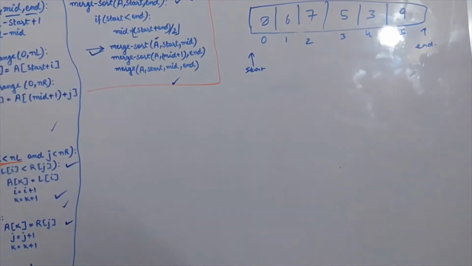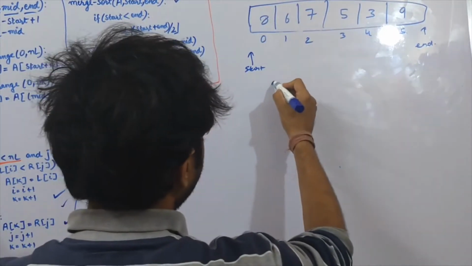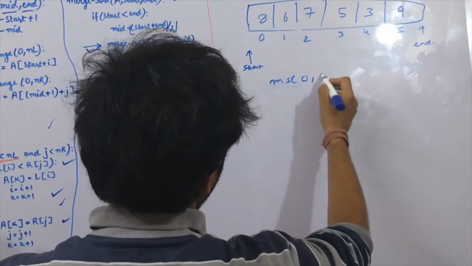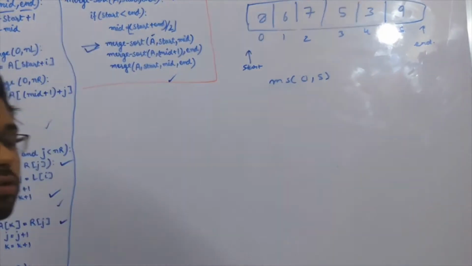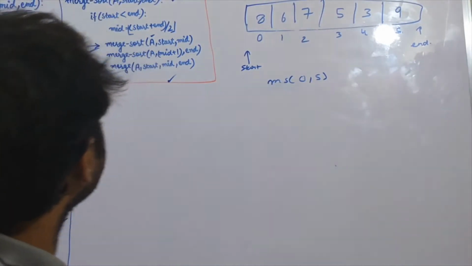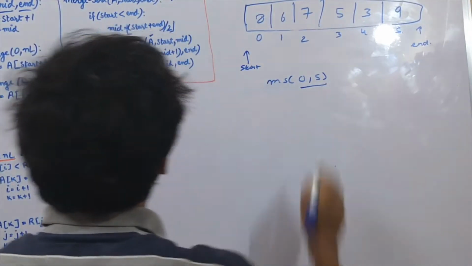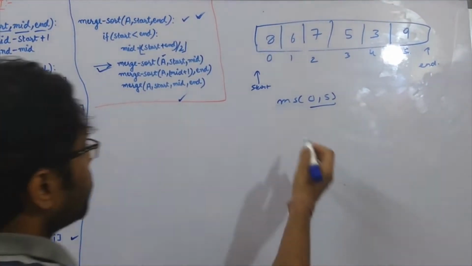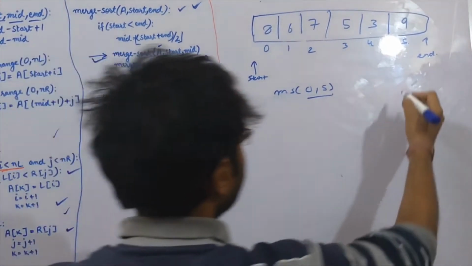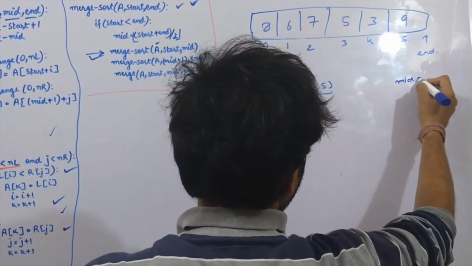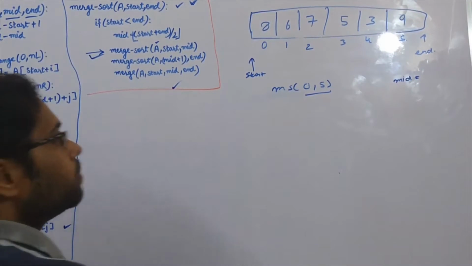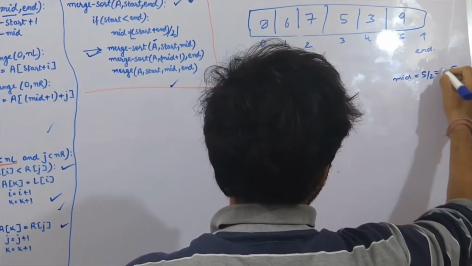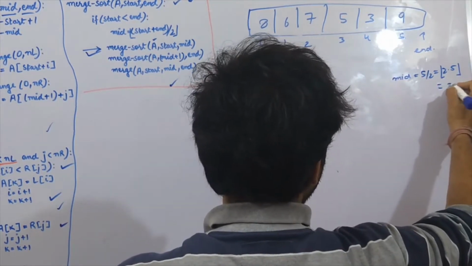It is 5. So first we will call merge sort on 0, 5. As merge sort is called on input 0, 5, we will first see whether start is less than end. Yes, start is obviously less than end. So we will compute the midpoint. What will be the midpoint of 0 plus 5? 0 plus 5 by 2 means 5 by 2, which is 2.5, and the lower integer will be equal to 2.